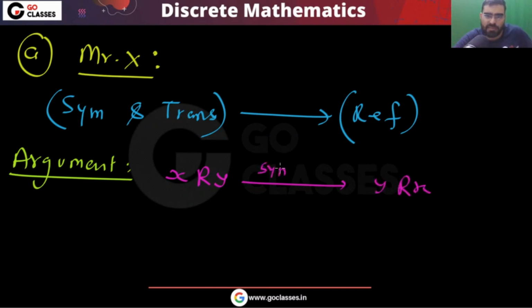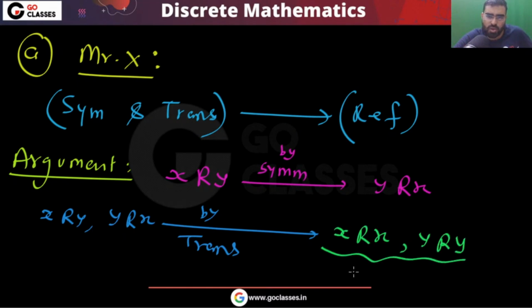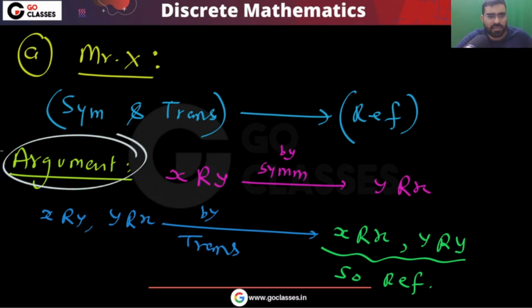By symmetry, Y will be related to X. Now you can notice that X is related to Y, Y is related to X. By transitivity, what will happen? By transitivity, X is related to X, Y is related to Y. So reflexive. What is the problem in this argument? Can you tell me? It looks very good, a beautiful argument. But what is the problem in this argument?